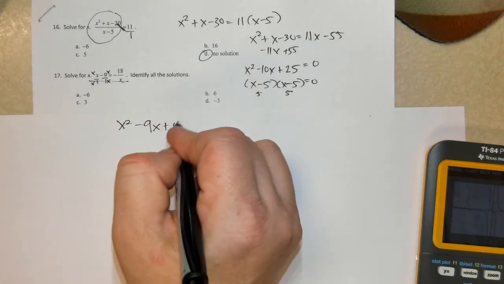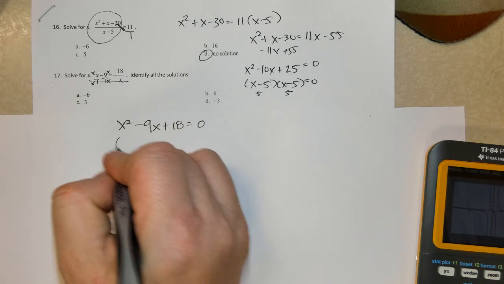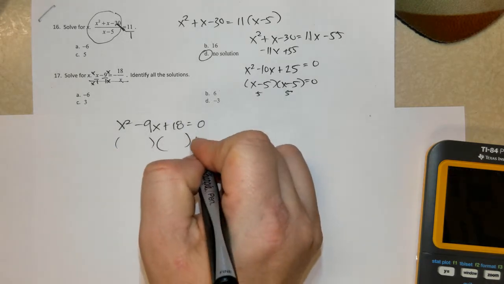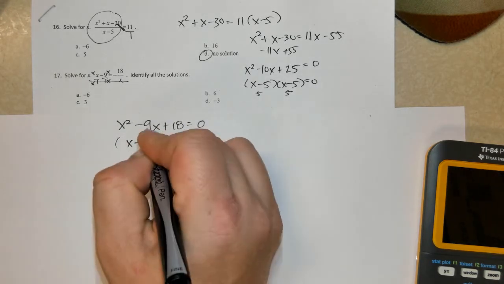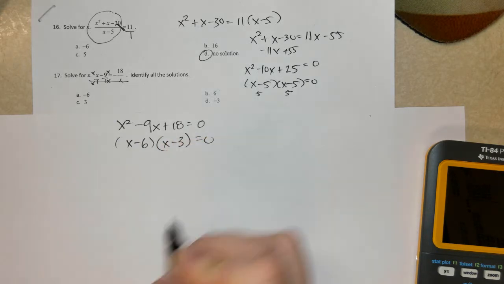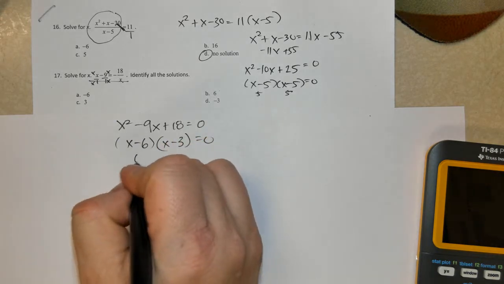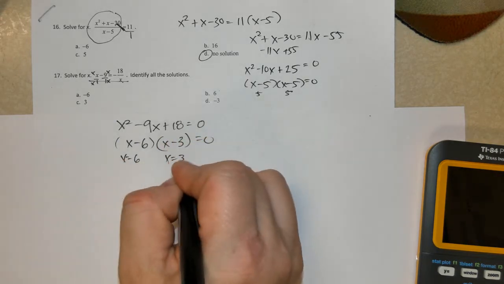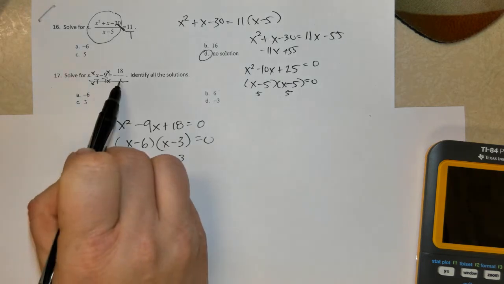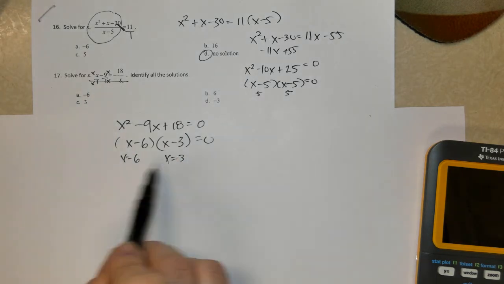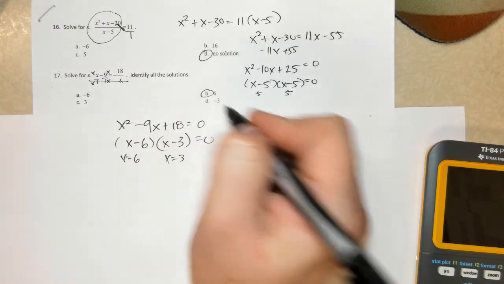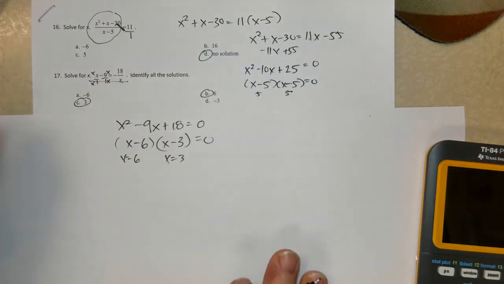When it moves over, it becomes a positive 18. Nothing's left on the right. What multiplies to equal positive 18 and combines to give you a negative 9? It would be negative 6 and negative 3. So one answer is 6, one answer is 3. But go back. Remember, x cannot be 0, so we're okay. So 6 and 3 are both answers.